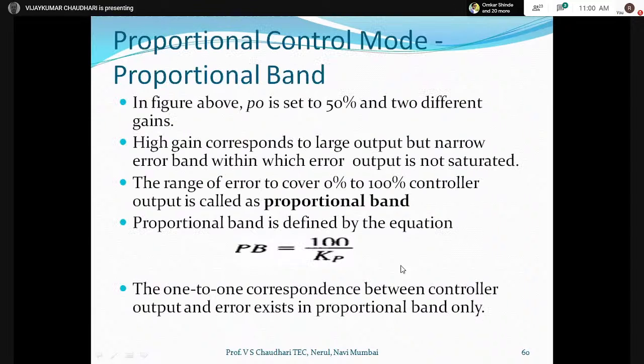So today we'll stop here. Next we will cover proportional control, then integral, derivative, and the composite mode controls, and some numericals based on this, because in the exam also there are numerical problems on controllers, so we will solve those problems also. Let's stop here today.